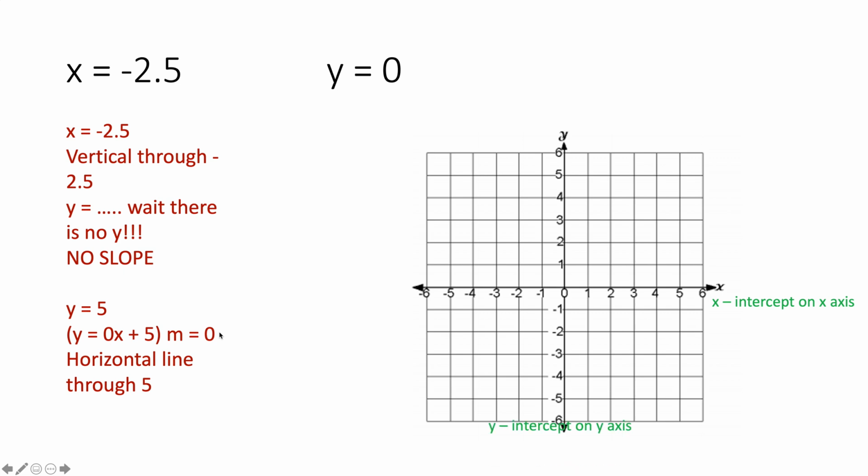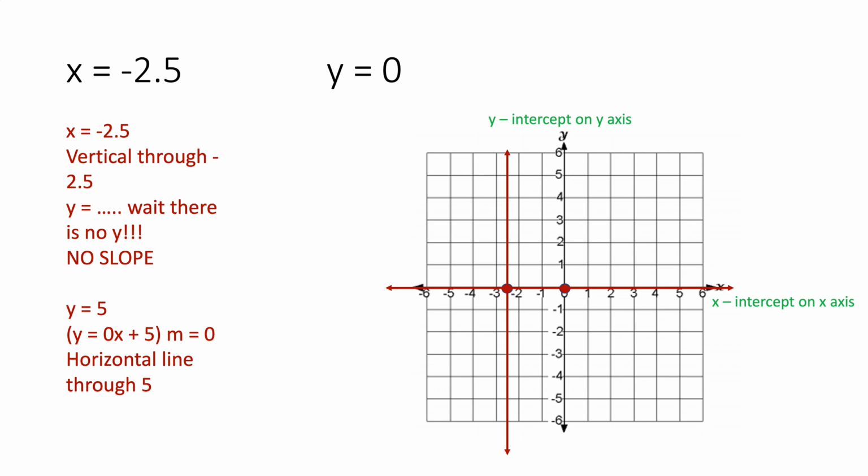X-intercept is on the x-axis, y on the y-axis. We already know that. x equals -2.5. I find -2.5 on the x-axis. Draw a perfectly vertical line through it. And for y equals 0, I find 0 on the y-axis, and I draw a perfectly horizontal line. Another name for the x-axis is y equals 0.